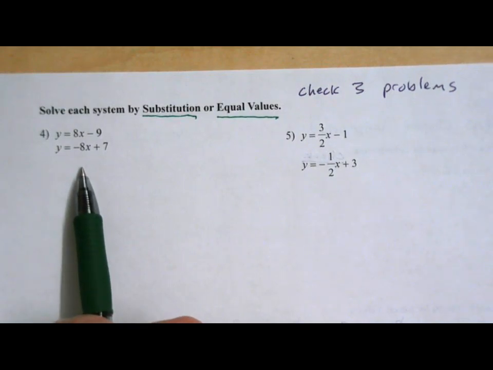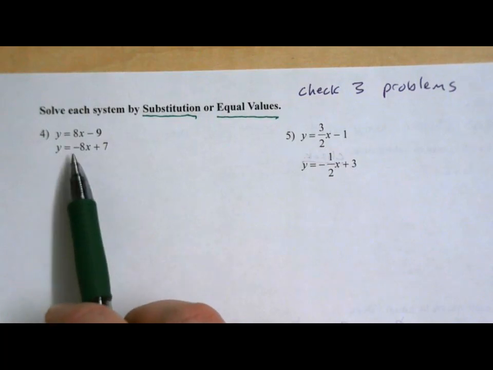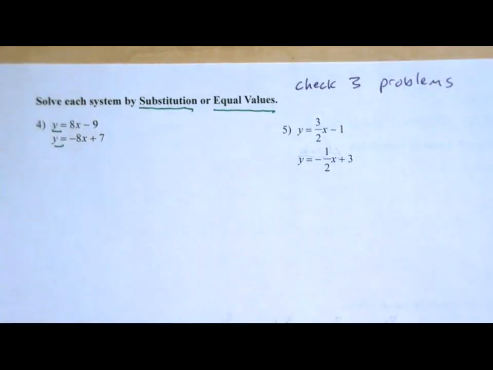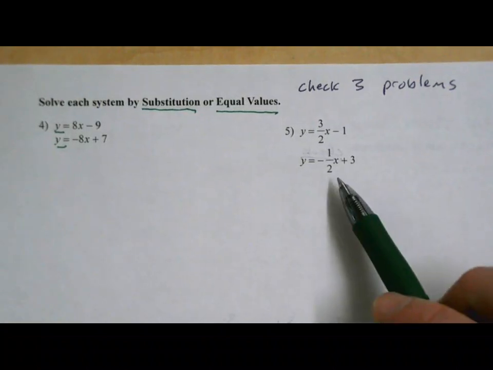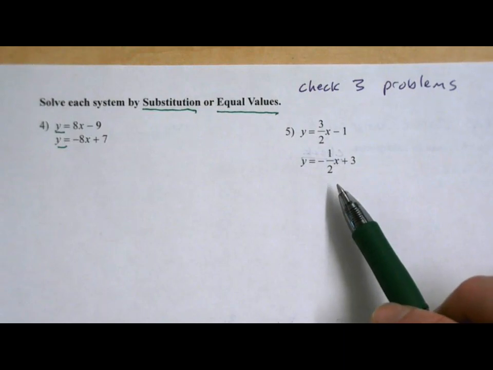They can both have fractions, but that's a good guess. They both have a y equals. Both equations have a y equals, right? Y equals and y equals. When you've got two equations with y equals, that's equal values. What's number 5? Is that equal values or is that substitution? Number 5 is also equal values.